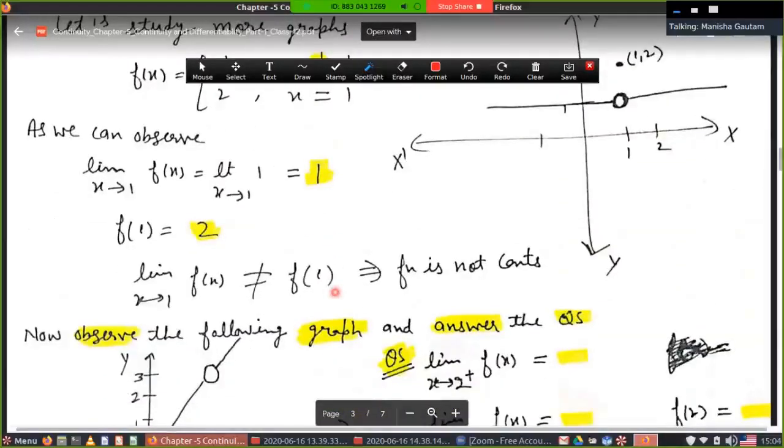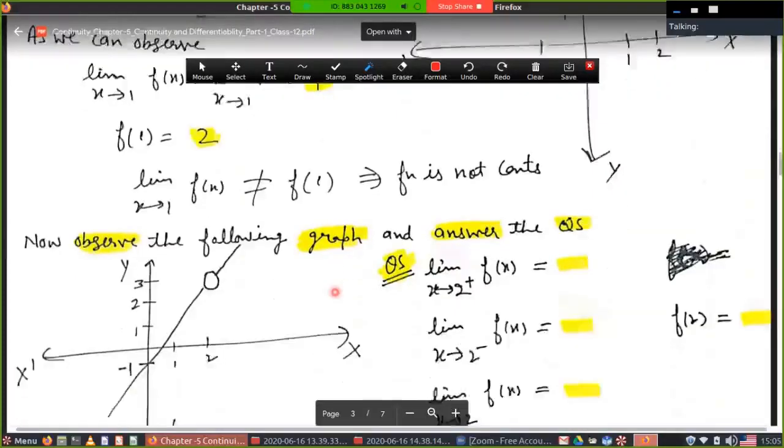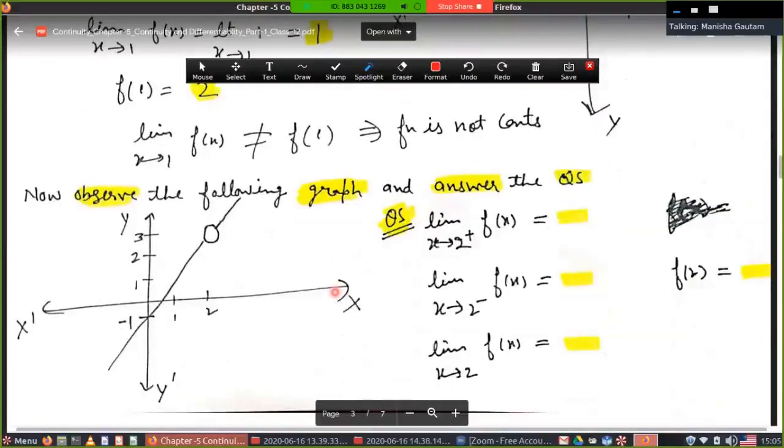Now observe the following graphs and give the answer. I just want to discuss a little bit. Further, you have to do 2 or 3 questions regarding this, whether the graph or function is continuous or not continuous. Just discuss one graph. For the 2 or 3 graphs, you will do your own.